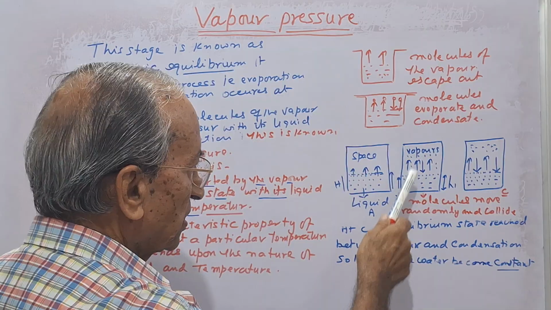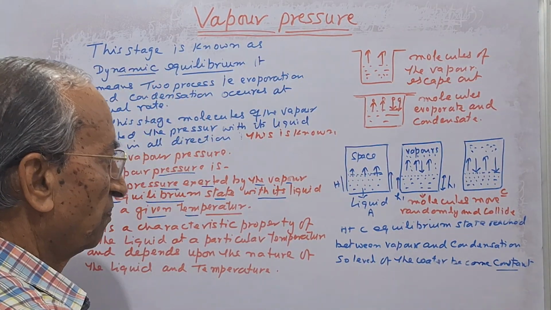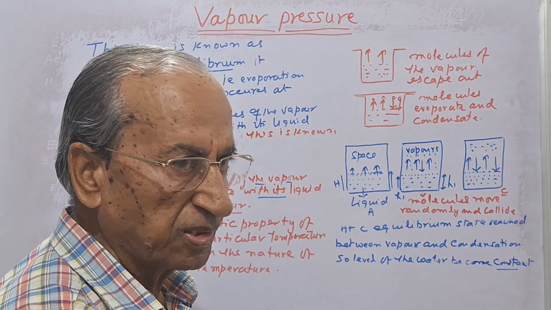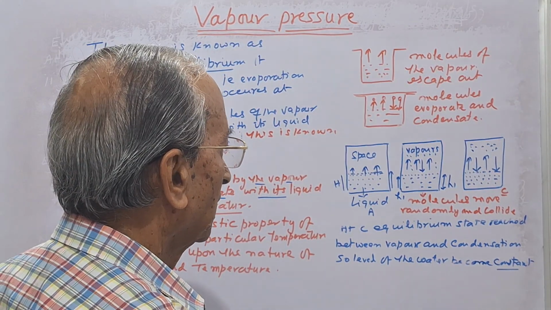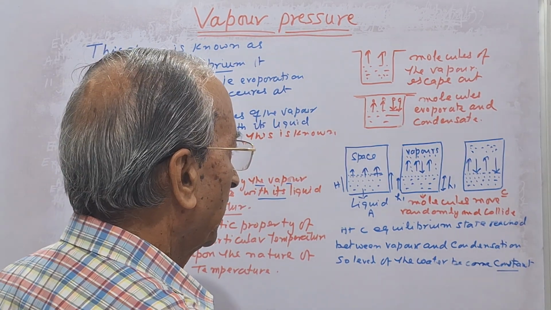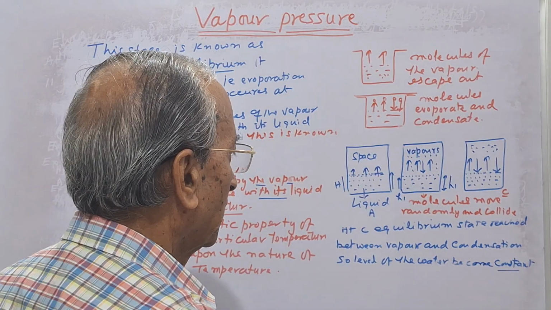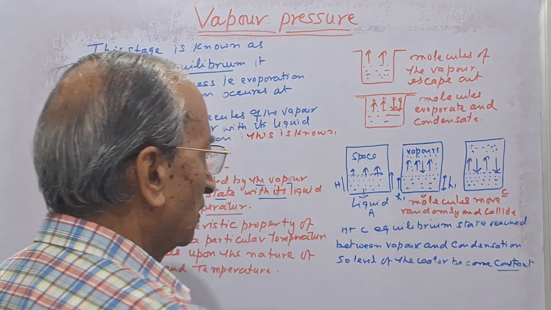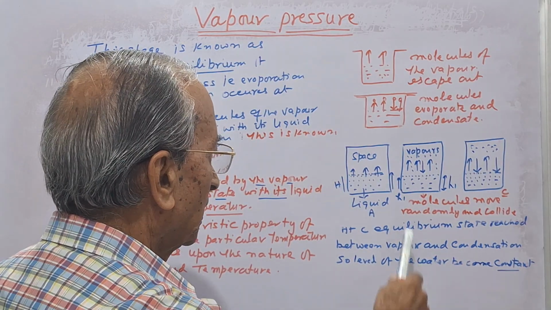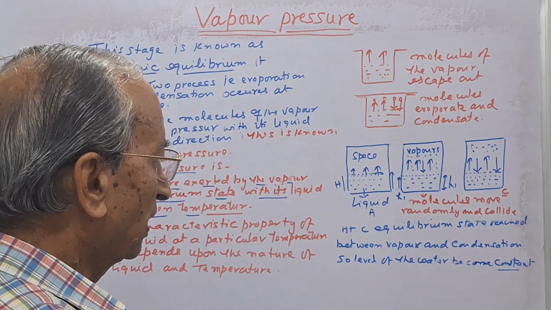Now when the concentration of the vapors increases in the space, they move randomly in all directions and collide with each other, and also with the walls of the container and with the liquid surface. We see there is a decrease in the level of the water.